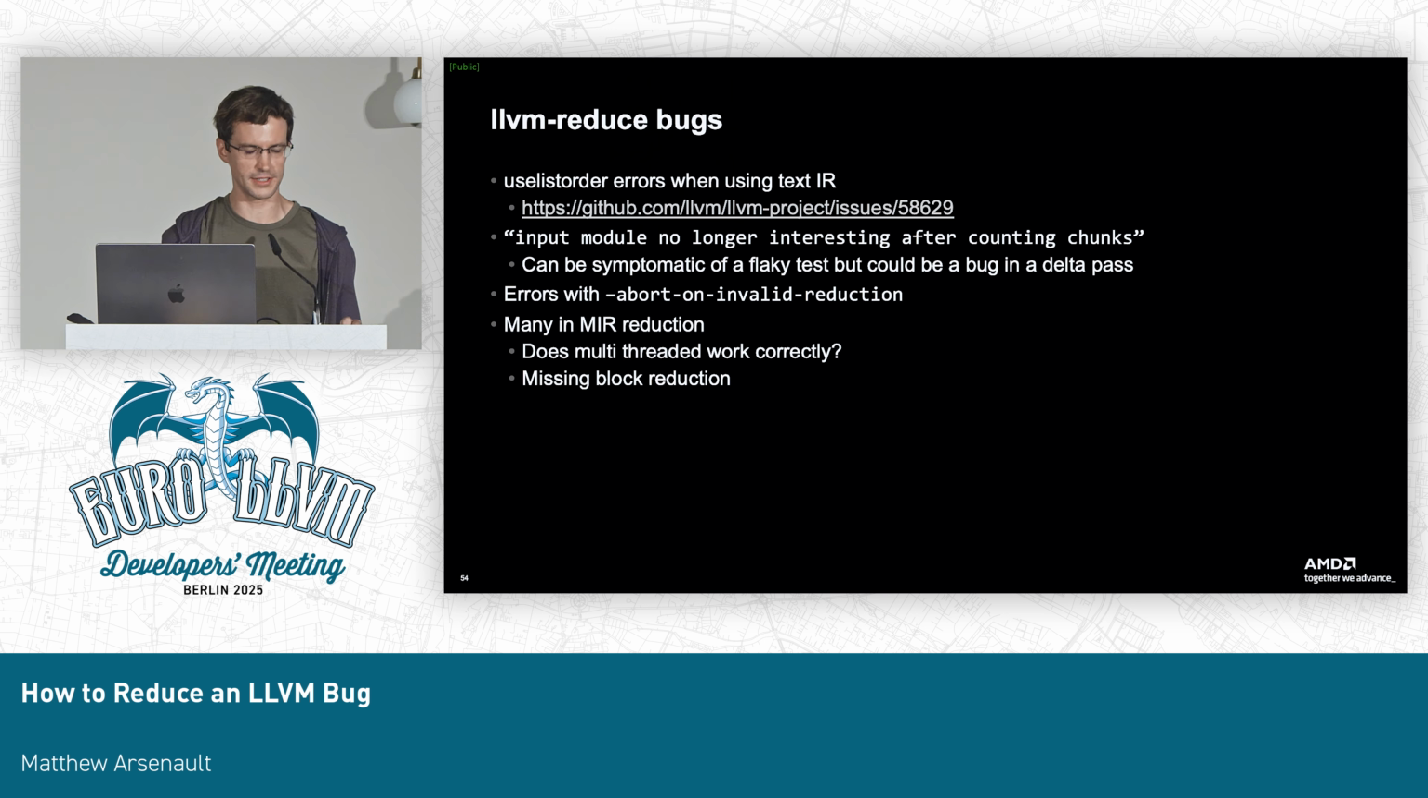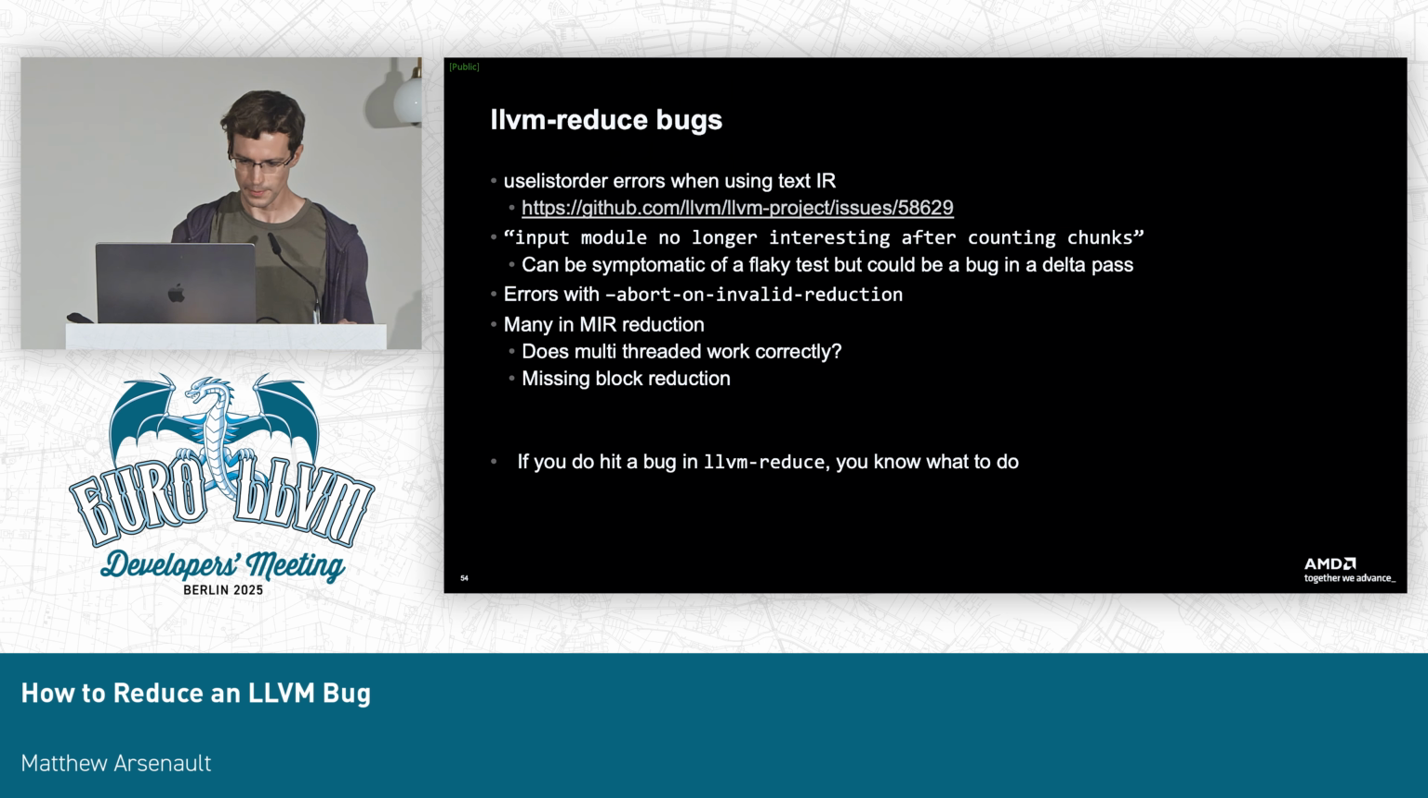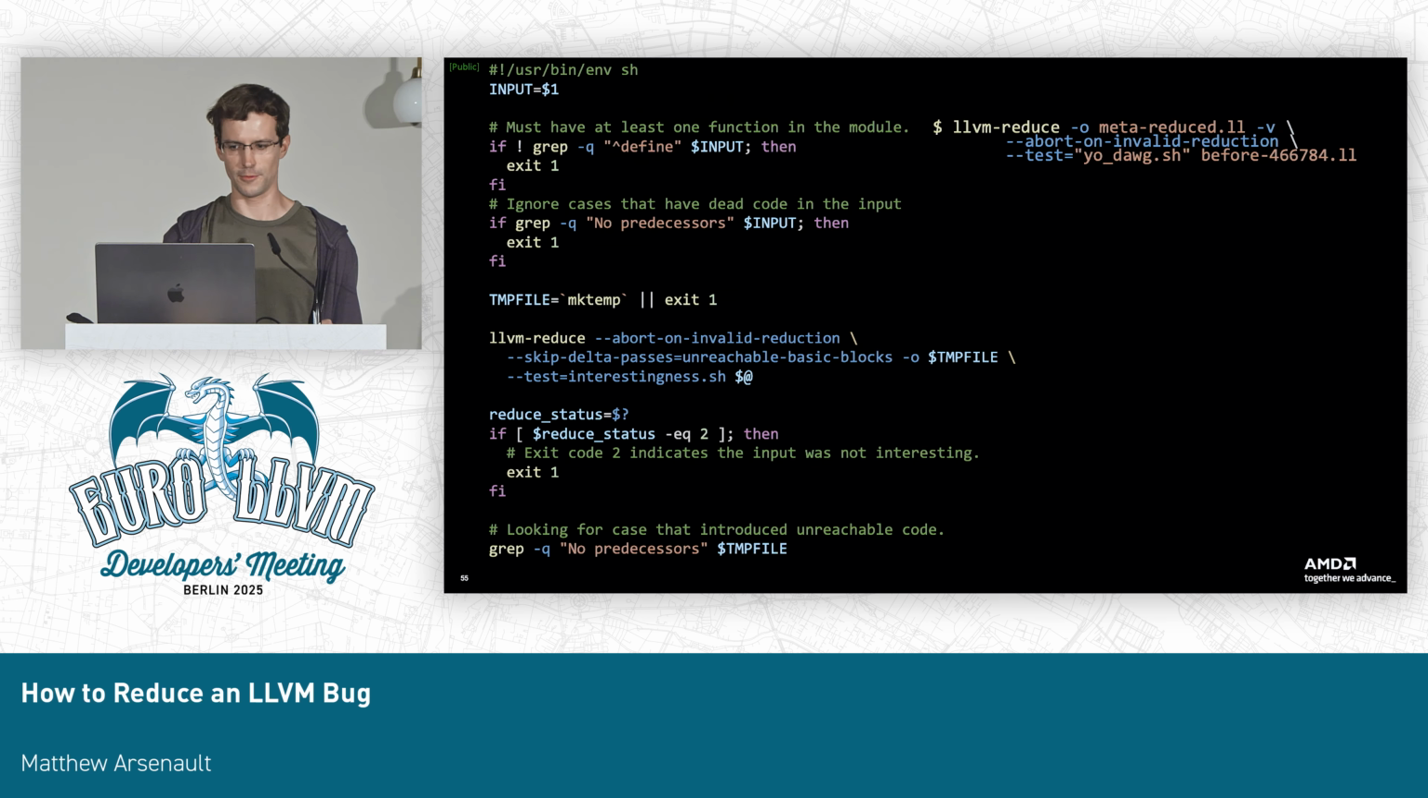And there's too many bugs to count in MIR. I'm not convinced the multi-threading works correctly with MIR, and we don't have basics like control flow reductions. But if you do hit a bug in llvm-reduce, you know what to do. Like we did earlier in the talk, we can of course reduce bugs in llvm-reduce with llvm-reduce.